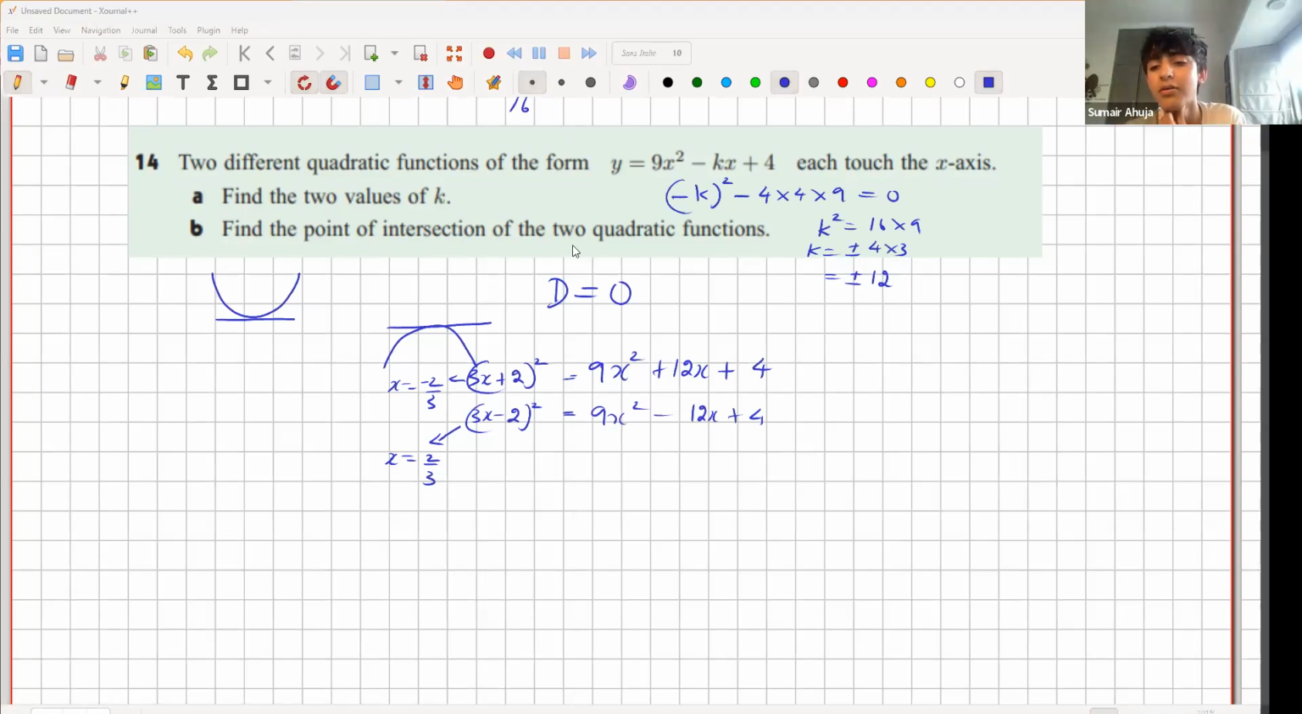1A question 12, 12A. Find the values of m for which this has a repeated root, that one. I just forgot how to do it. Okay, refresh.